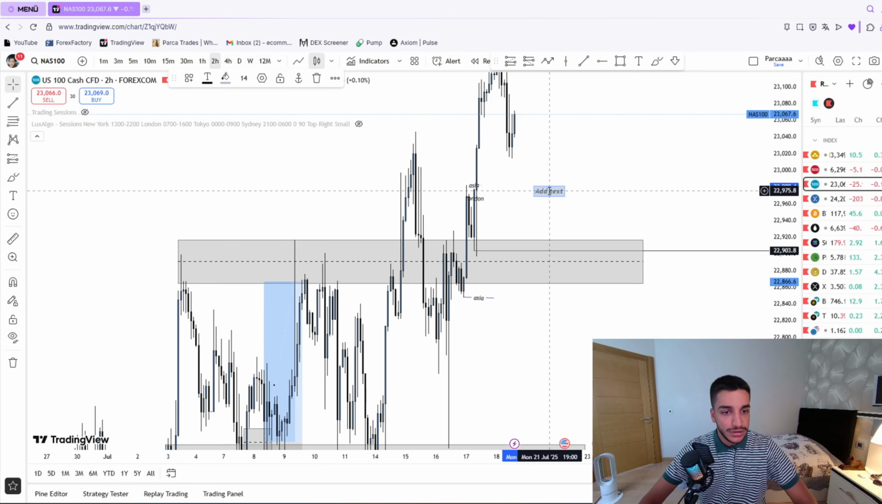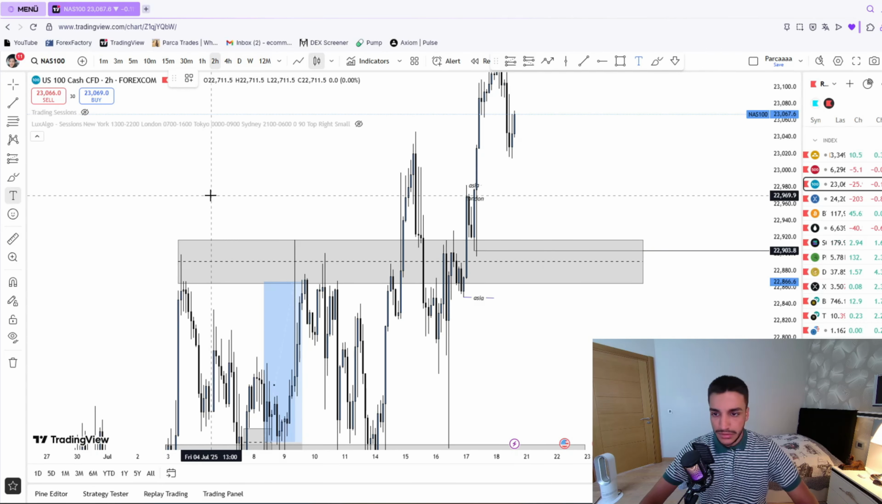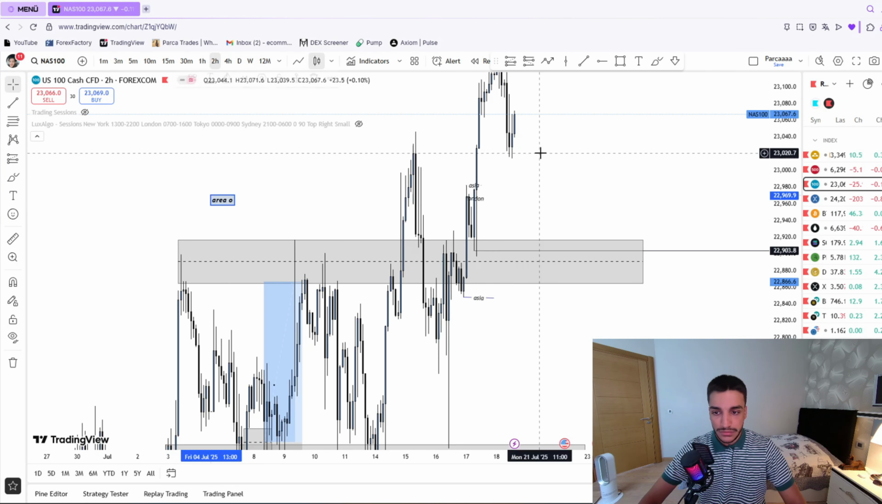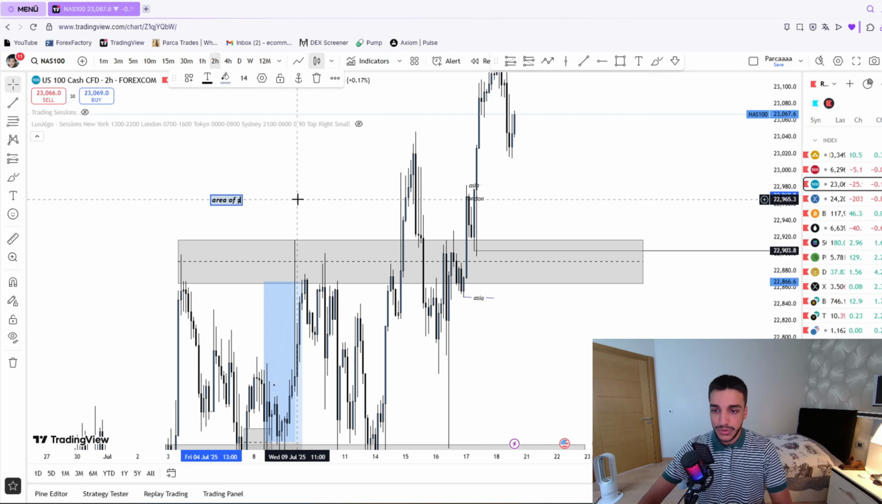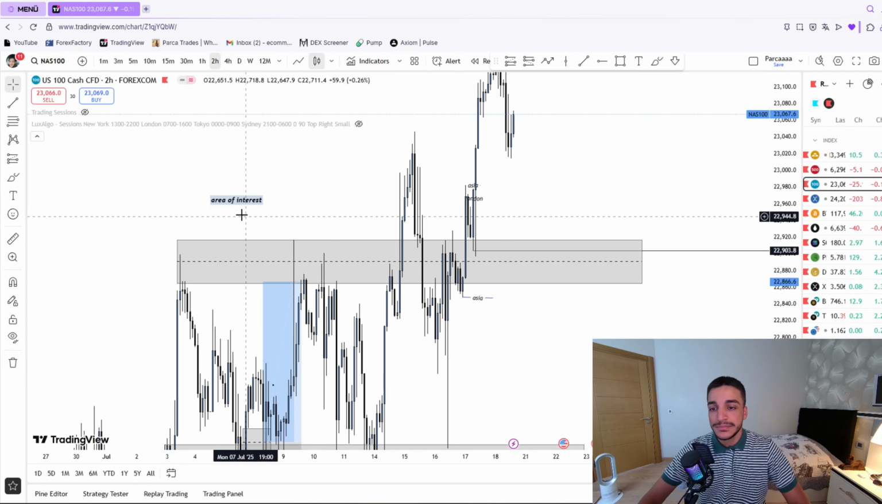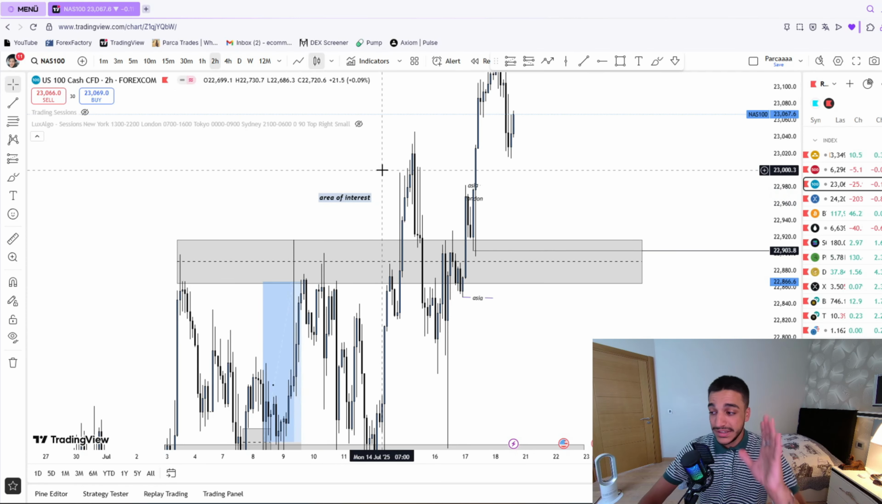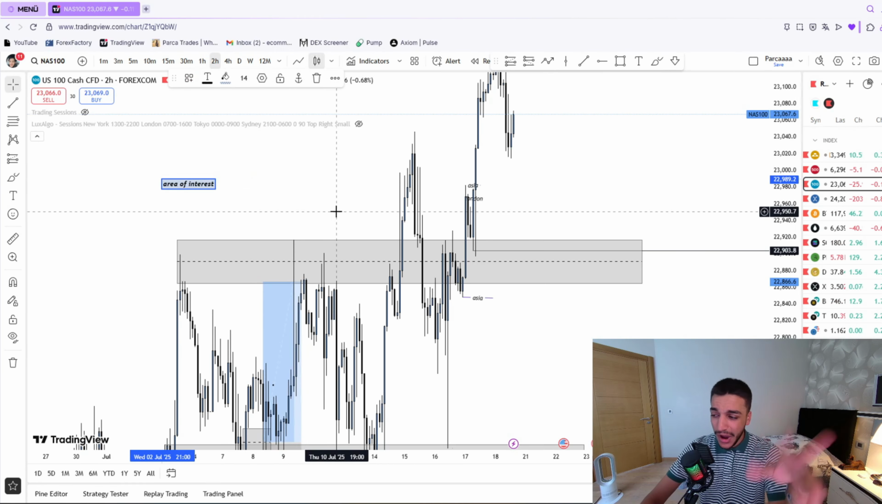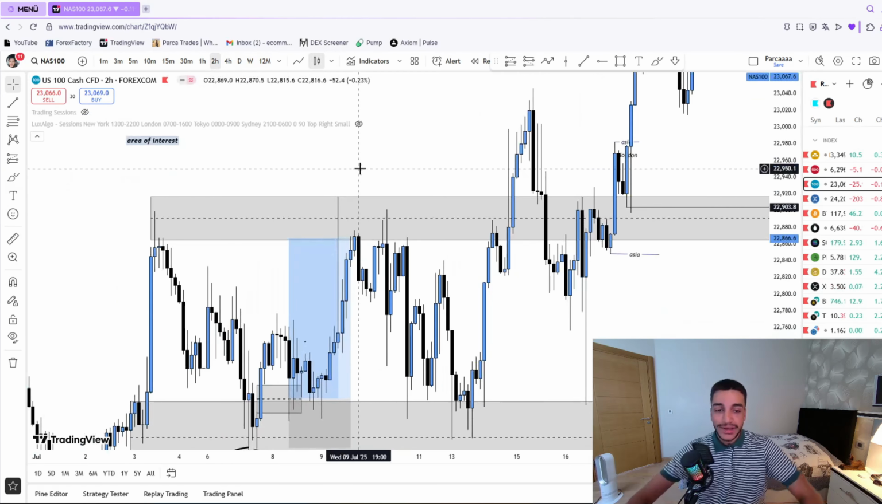Why is it not working? Oh yeah, what is going on with my chart? Area of interest. All right, it is very important how area of interest is working right now.